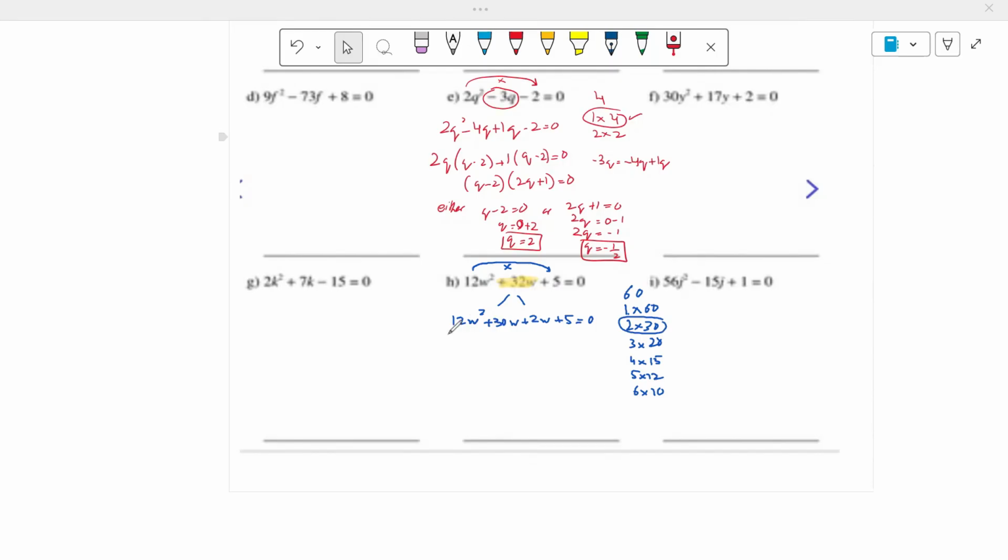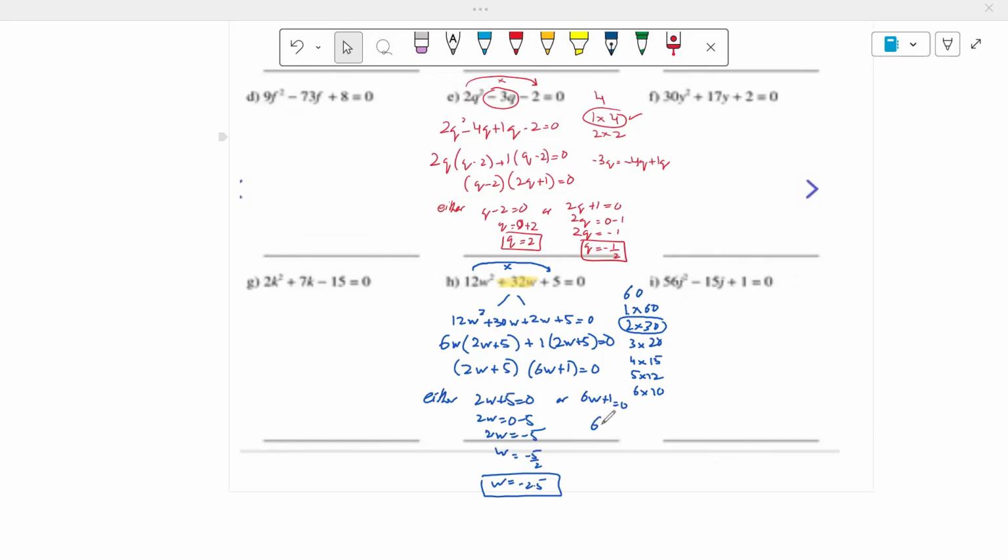Now here, taking 6w as the common. Again the same situation, nothing common, so we can take 1 common. Now we can do either-or. Okay, and here 6w equal to 0 minus 1, w equal to minus 1 over 6. You people can try out the rest of the questions for practice. Best of luck.